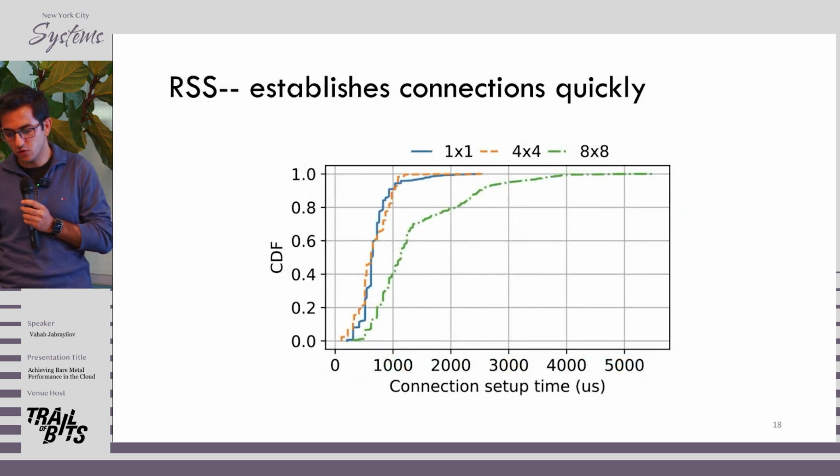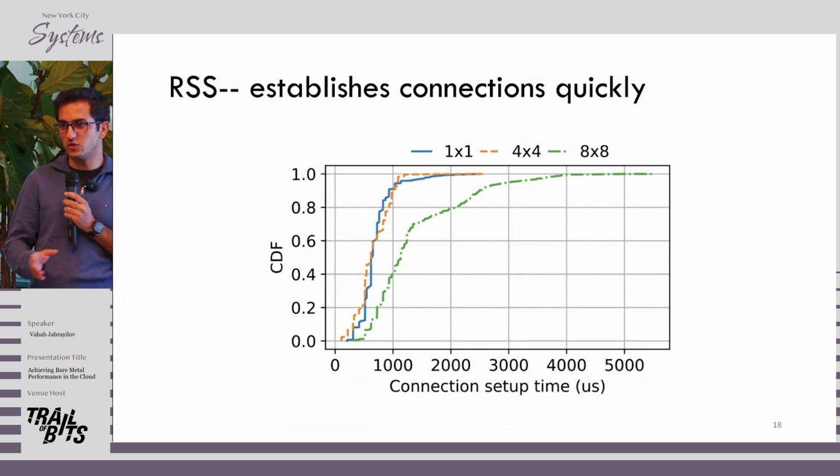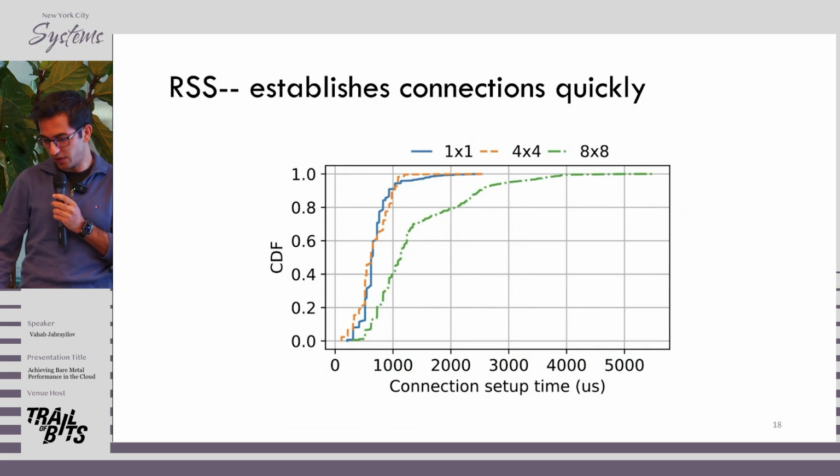Also, RSS establishes connections quickly. Here, these lines correspond to application-to-application scenario. 1-to-1 means we have one application talking to another application. 4-to-4 means 4 applications from one VM try to talk to 4 applications on the other VM, and 8-to-8, which is a very extreme case that no one will deploy such a thing. And we see that it is always under 1 millisecond for 1-to-1 and under 3 milliseconds for the 8-to-8.